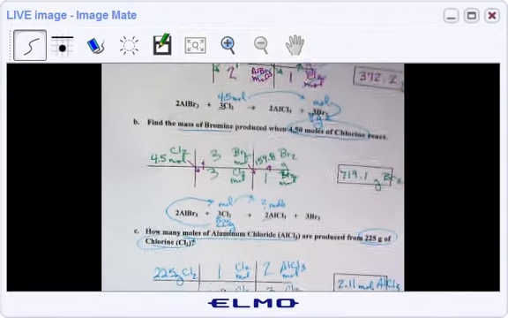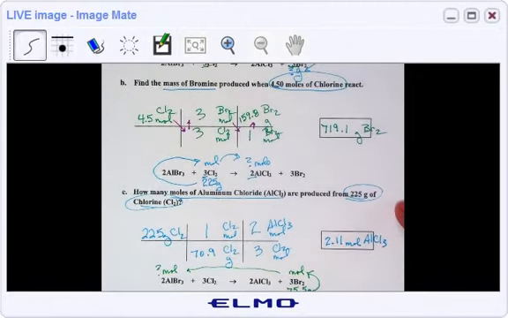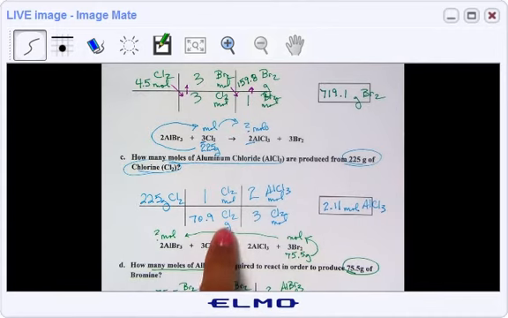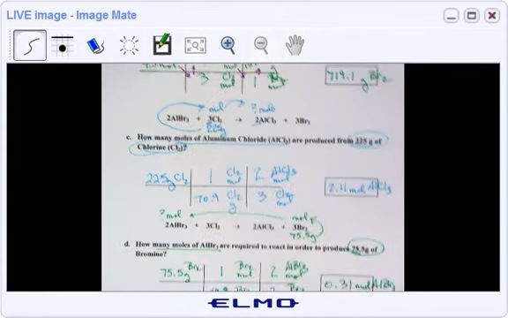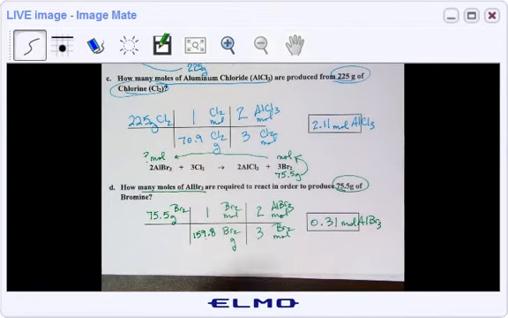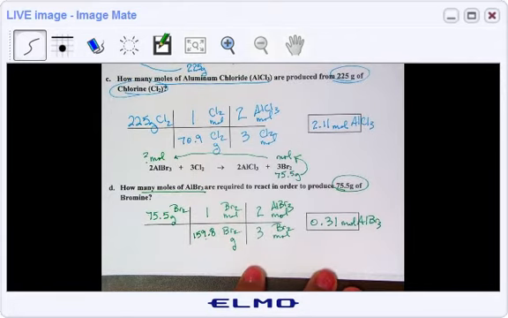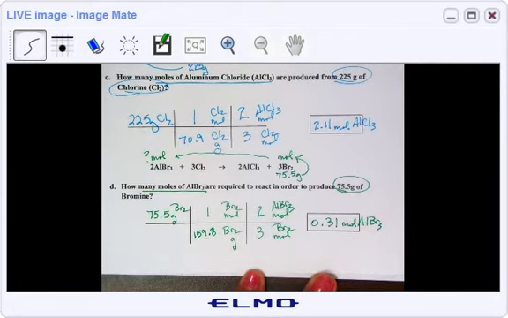So we'll go down to 6C. Right here, chlorine, change that to 70.9, and the new answer is 2.11. For 6D, you're going to change bromines to 159.8, and your new answer is 0.31. I'll let you copy that down for a minute. If you need more time, just hit pause.